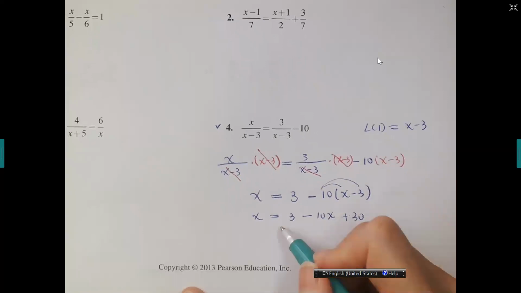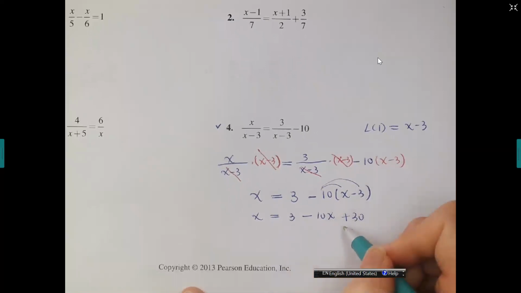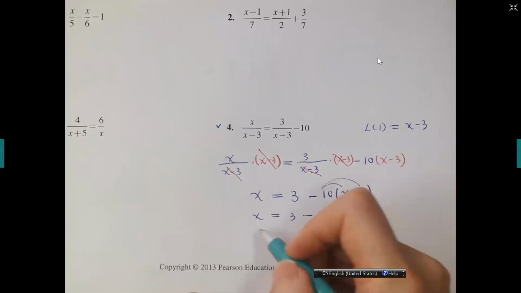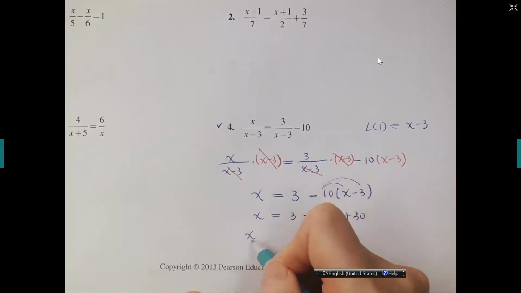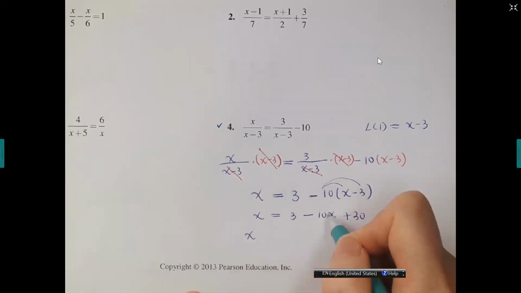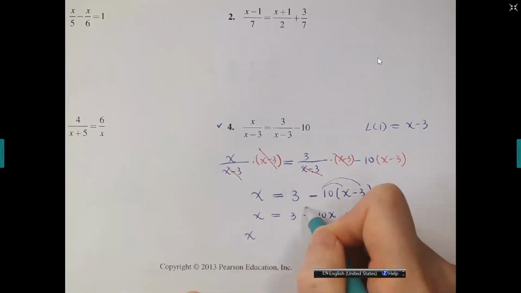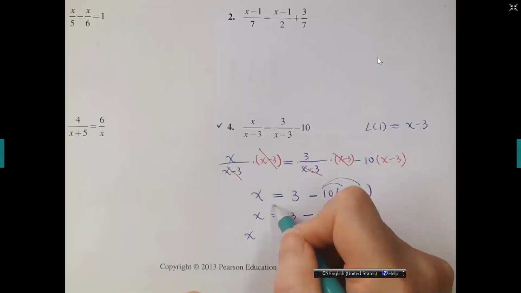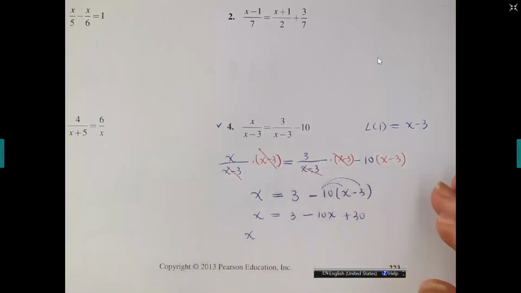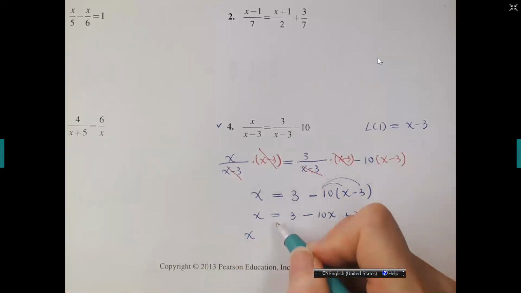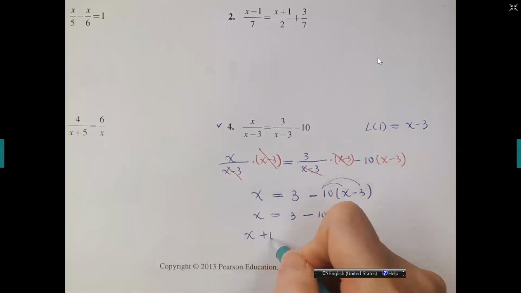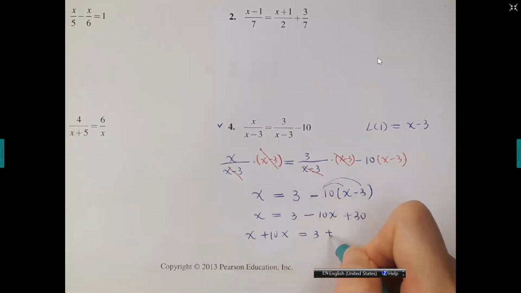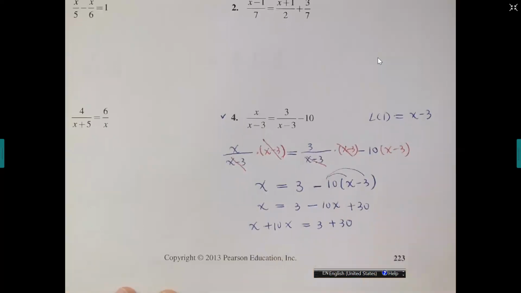We have x terms on both sides, so we are going to move them together. This x stays on the left side, it stays the same. And this one is on the right, I want to move it to the left. When I move a term, I change the sign. All x terms go to the left, so plus 10x equals 3 plus 30. I didn't do anything else, I just reorganized the terms. All numbers stay on the right, and all x terms stay on the left.